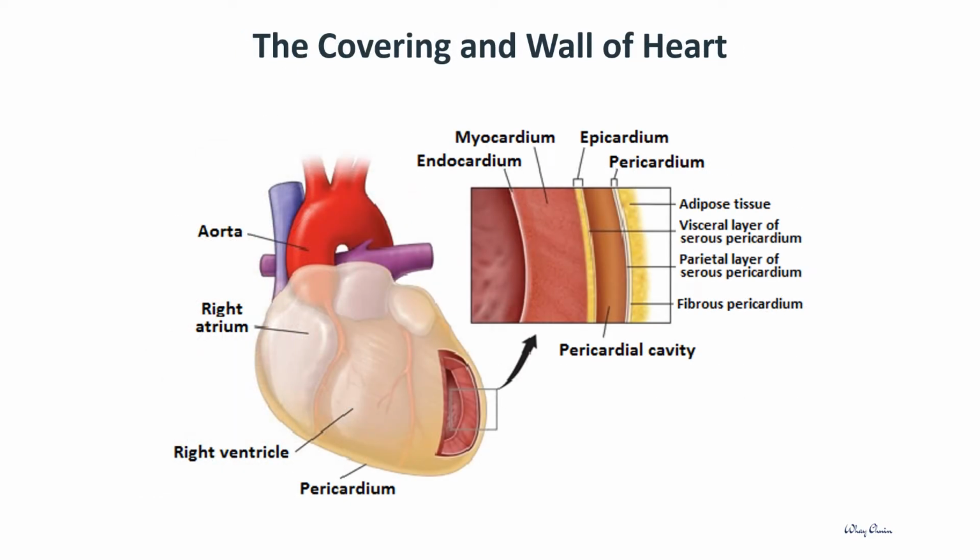The heart is protected by a covering called the pericardium, and the heart wall consists of epicardium, myocardium, which is composed of the cardiac muscle of the heart, and also endocardium. These three layers of tissue make up the wall of the heart.